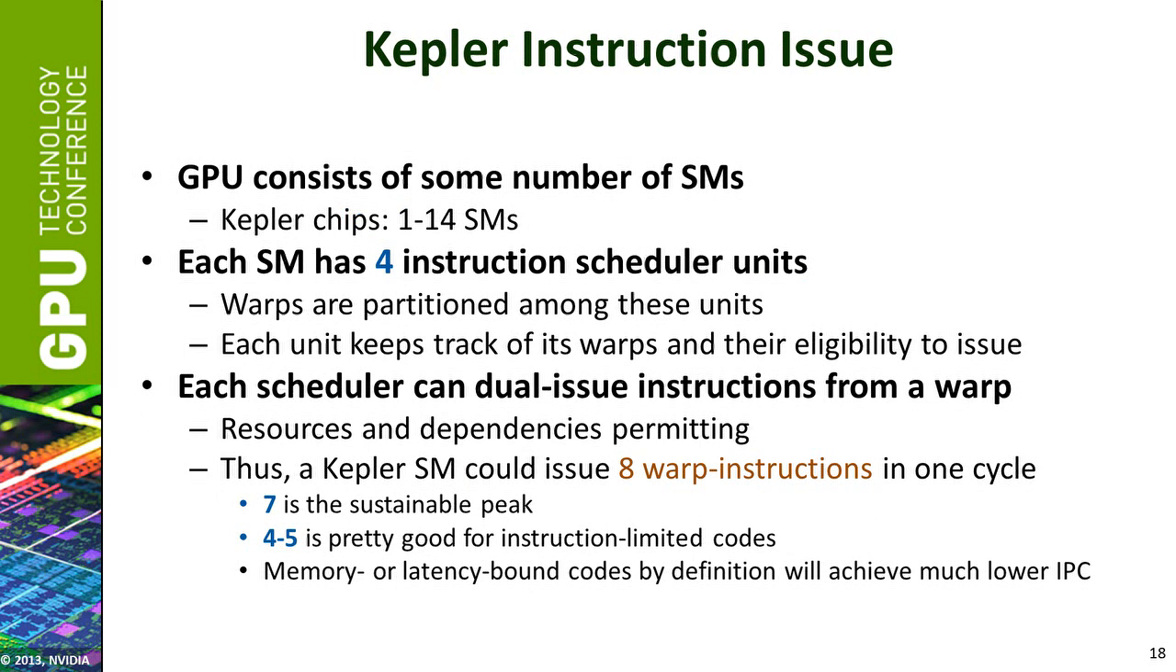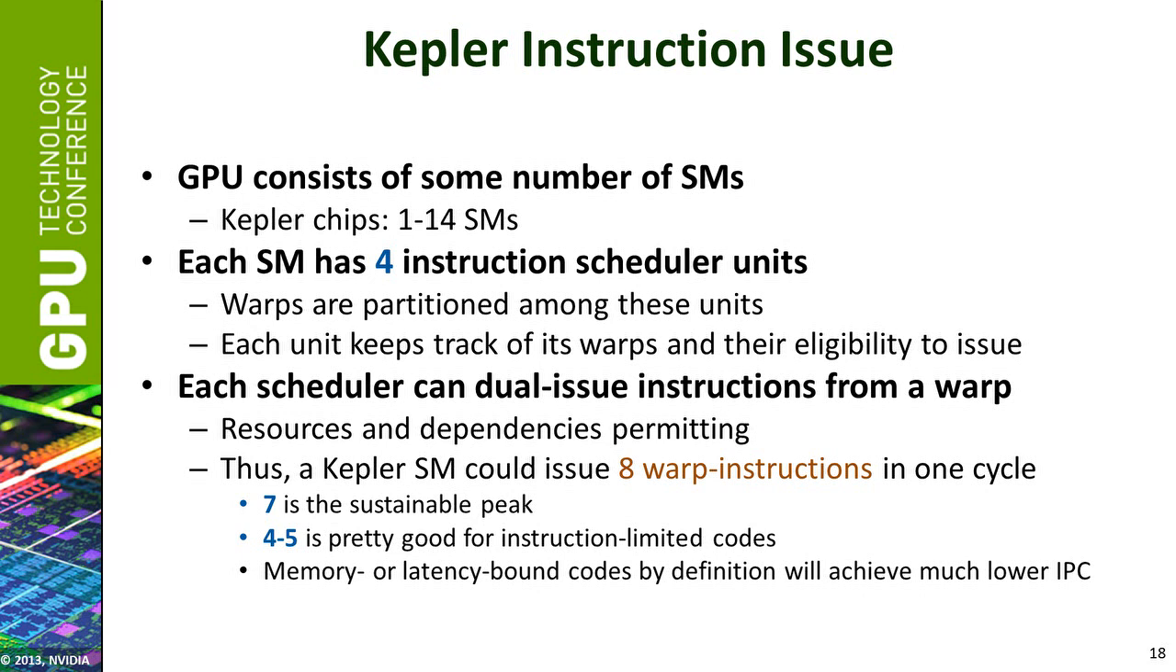Okay, so looking more now at Kepler instruction issue. This was how an instruction stream for a given warp is executed in hardware. Now, if we look at a Kepler SM, it's actually more complex and more powerful. Each Kepler SM has 4 instruction schedulers, right? And depending on the chip that you're looking at, there are between 1 and 14 SMs today. The high-end K20X board has 14 SMs, and so on. But each of those SMs has its own instruction schedulers, and it has 4 of them.